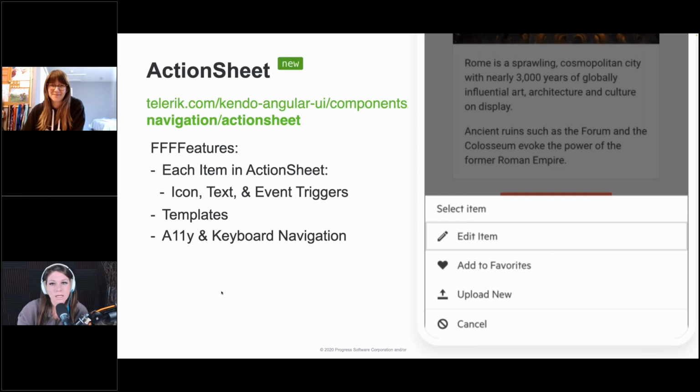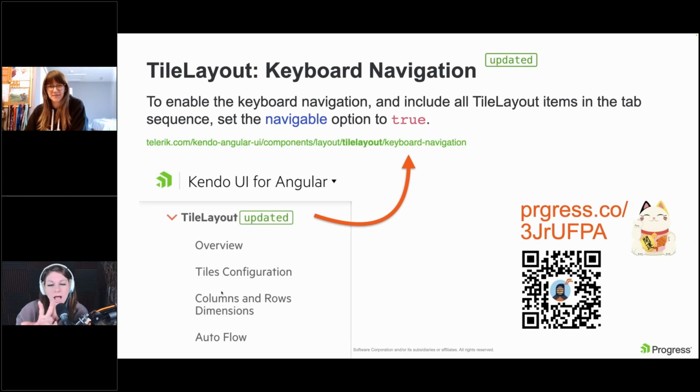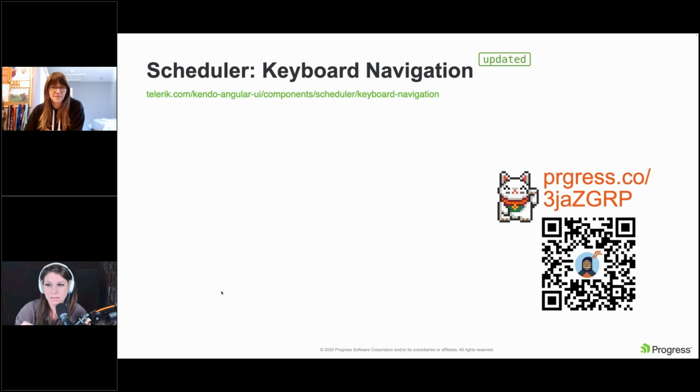But I think I'm going to jump to some of that keyboard navigation that I was talking about. 2 main components, the scheduler and the tile layout, got this keyboard navigation. And for the tile layout, I don't know how this works in the other libraries, but for Angular, it's very specific: for this one it's enabled by default, or for this one it's off by default and you have to turn it on. So for tile layout, you need to turn it on and set navigable to true. You can check it out underneath tile layout keyboard navigation. And of course, there's the QR code.